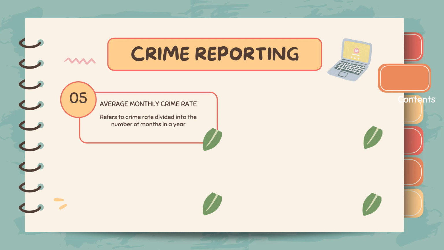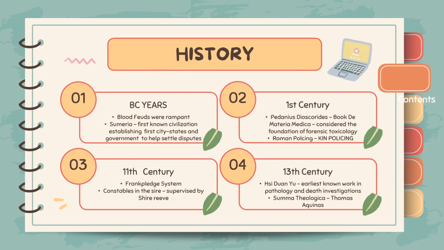And we have the history. History on the development of criminology, forensic science, and criminal justice. So this would just be a brief history on those aforementioned areas. We have the BC years, or before Christ era years. Blood feuds were very rampant during that time, wherein Sumeria has been considered as the first known civilization, and it established the first city-states and governments to help settle disputes. And the Roman military served as the primary law enforcers during that time.